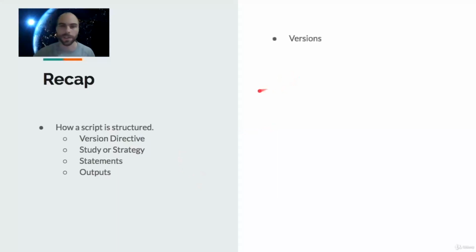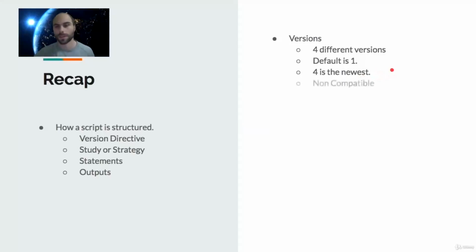Then we went over versions. There's 4 different versions. The default version is 1, so if you don't have the directive at the top, the compiler will default to the first version. 4th version is the newest one currently as of June 2020, so you want to make sure you're using that for all the features. And all the versions are incompatible with each other. If you're on version 3, you can easily convert to version 4, but if you are in another version or you want to modify an older version, you're going to have to do some work to get it to work.